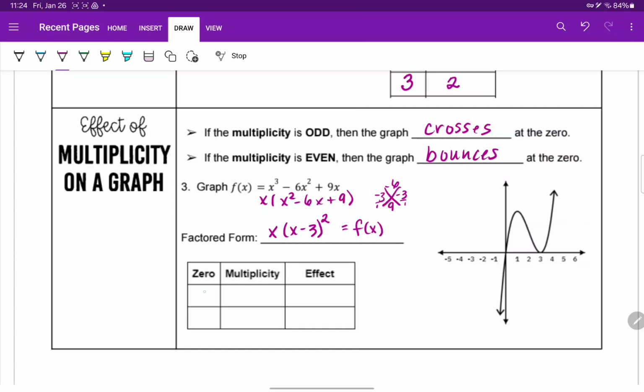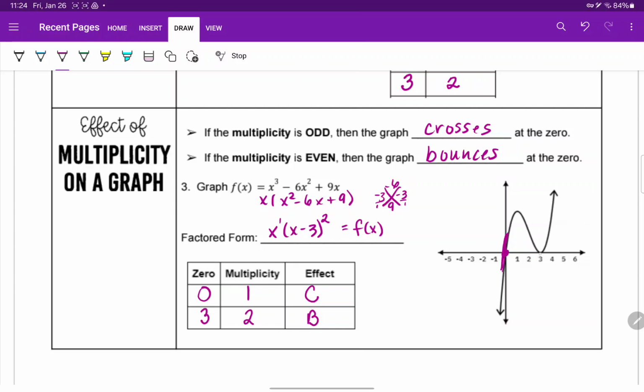Now, my 0 here would be 0. My 0 for the second factor would be positive 3. The power here is 1, so multiplicity 1. The power here is 2, multiplicity 2. And odd means that we cross, and even multiplicity means that we bounce. Now let's take a look at this graph. When x equals 0, the graph itself is crossing through the x-axis.